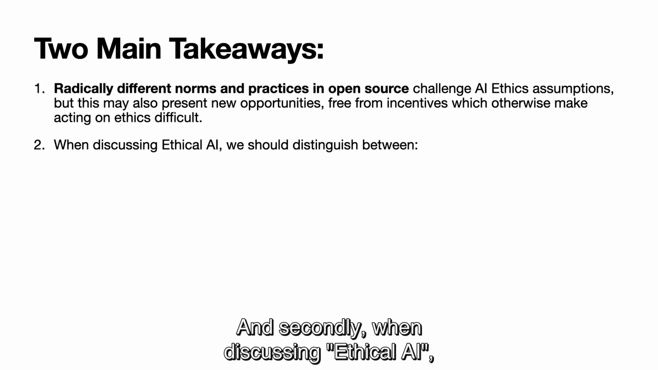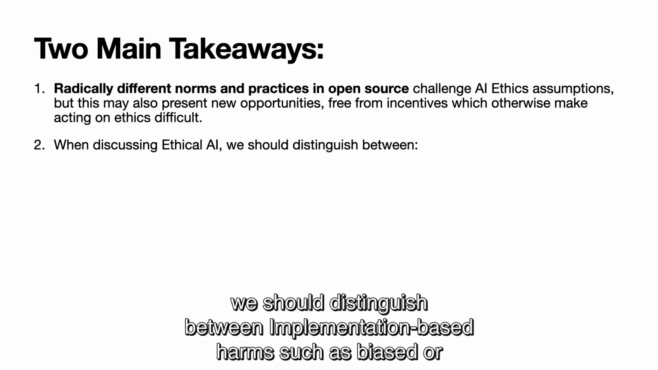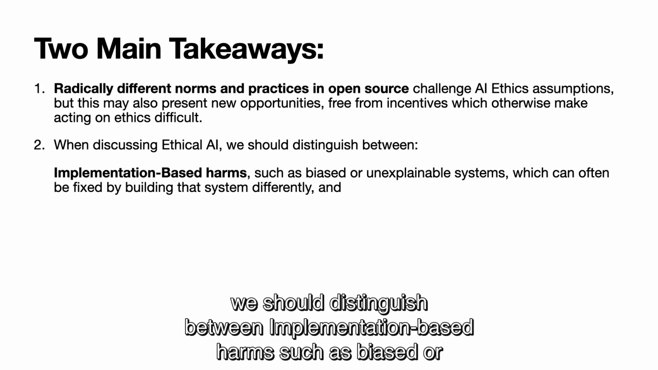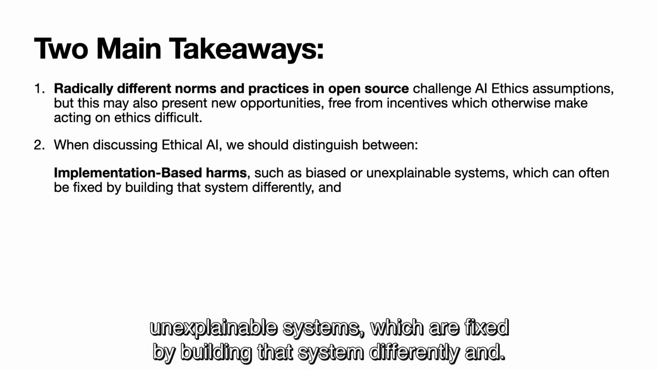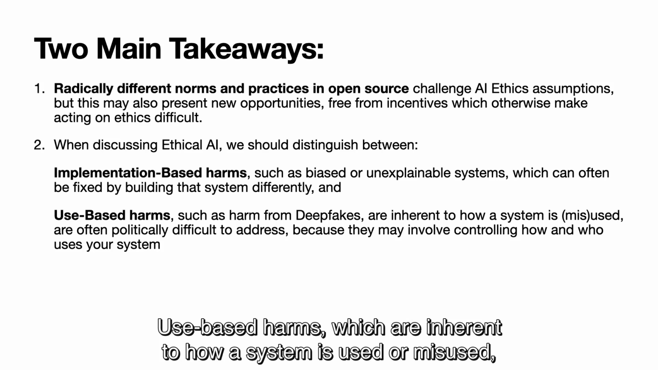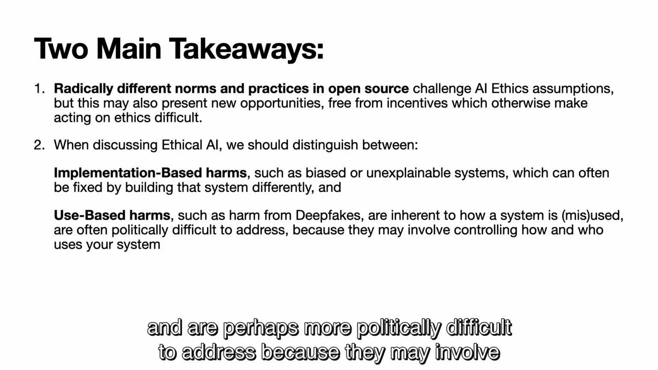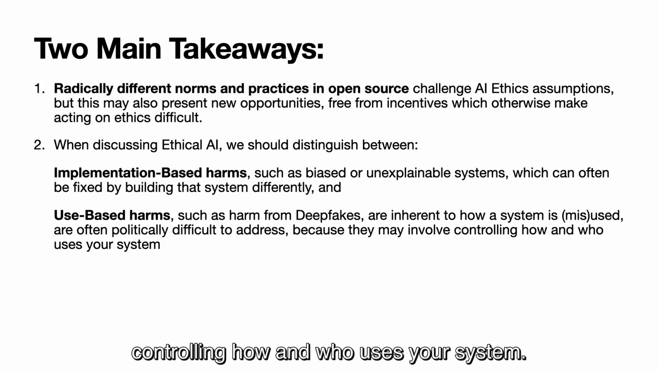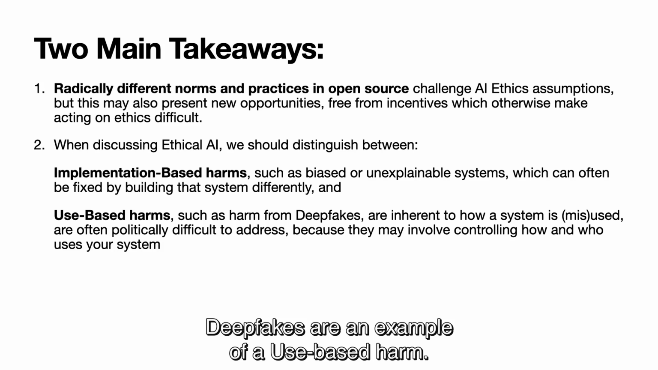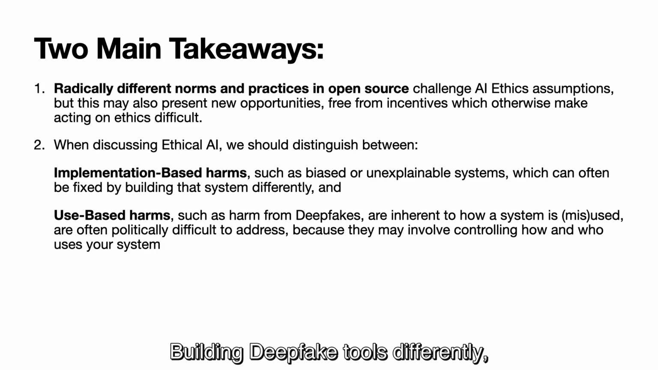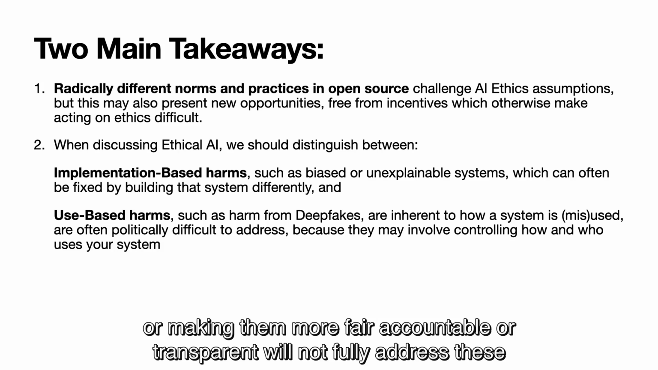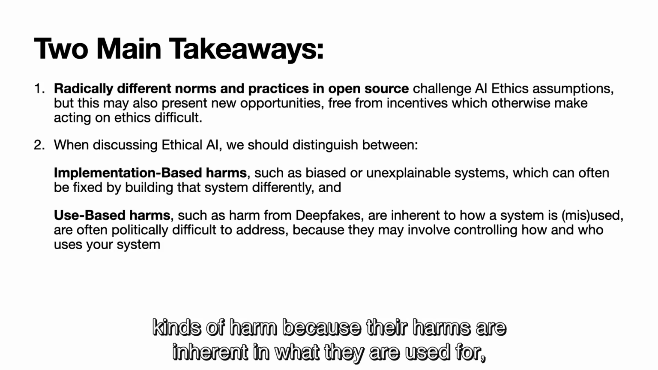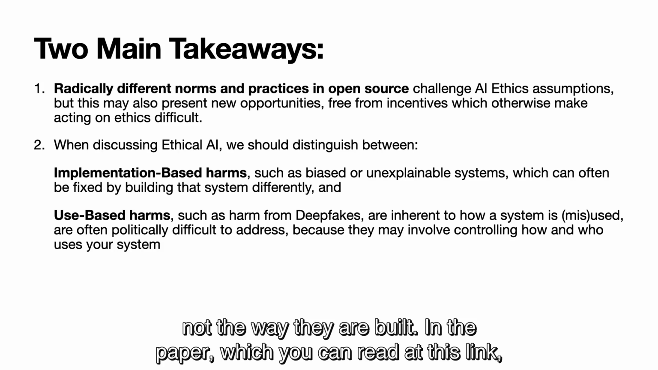And secondly, when discussing ethical AI, we should distinguish between implementation-based harms, such as biased or unexplainable systems which are fixed by building that system differently, and use-based harms, which are inherent to how a system is used or misused, and are perhaps more politically difficult to address because they may involve controlling how and who uses your system. Deepfakes are an example of a use-based harm. Building deepfake tools differently, or making them more fair, accountable, or transparent, will not fully address these kinds of harm, because their harms are inherent in what they are used for, not the way they are built.